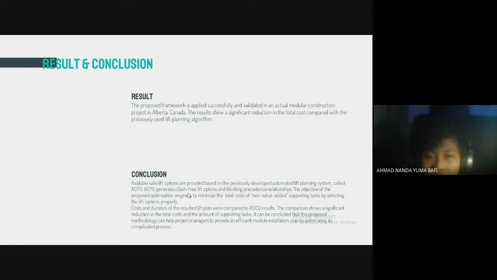And the cost and duration of the resulted lift plan were compared to the ASICO results. The comparison shows a significant reduction in the total cost and the amount of supporting tasks. It can be concluded that the proposed methodology can help project managers to provide an efficient module installation plan by automating its complicated process.